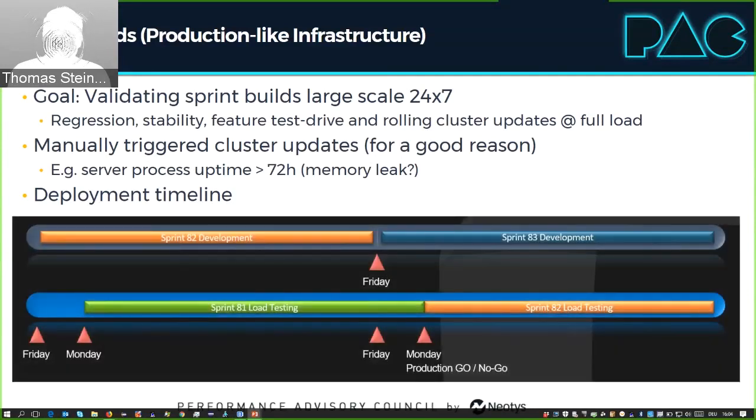So talking a bit about the deployment timeline, if sprint 82 is, for instance, in engineering for 2 weeks, we are still on sprint 81 in load testing. Then we have some kind of final weekend run from Friday to Monday, still on the older sprint build, even if sprint 82 is already finished from an engineering perspective. And then on Monday, Tuesday we give production go, no go. And then we again switch and update in a rolling fashion to the next sprint build. So that's more or less the timeline.